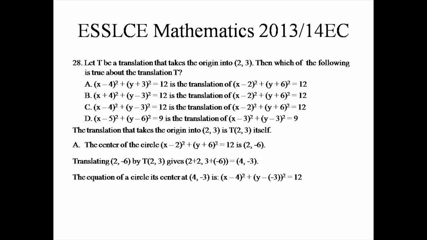The equation of a circle, the center at 4, negative 3 and the radius squared is equal to 12, is x minus 4 the whole square plus y minus negative 3 the whole square is equal to 12. This implies x minus 4 the whole square plus y minus negative 3, which means y plus 3, the whole square is equal to 12. Thus, choice A is true.